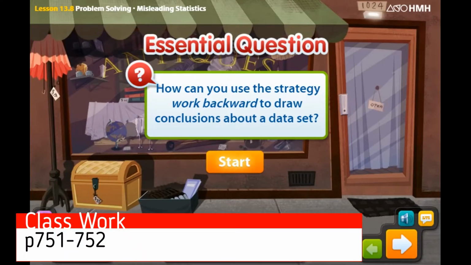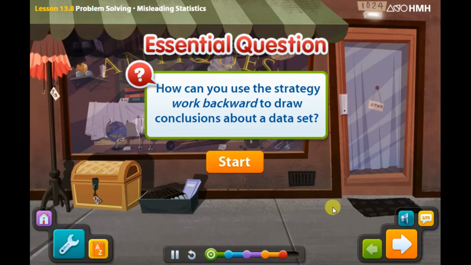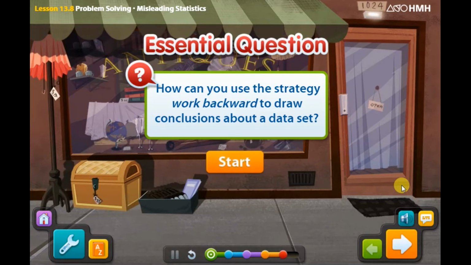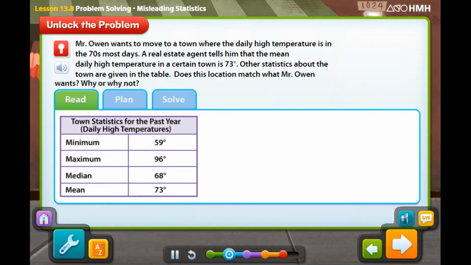This is Miss Susan. Today we will solve lesson 13.8, problem solving about misleading statistics. And our essential question is, how can you use the strategy work backward to draw conclusions about a data set? So how can you interpret your data set and draw a conclusion about it the right way, without getting misled by statistics? So let's see how we can do that.